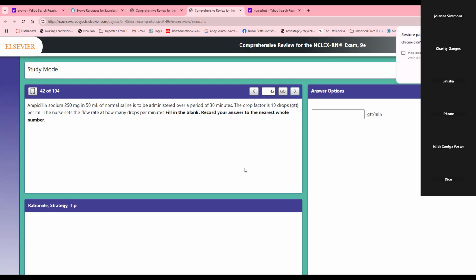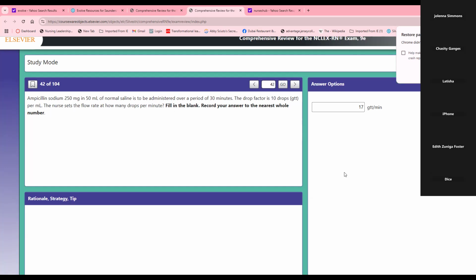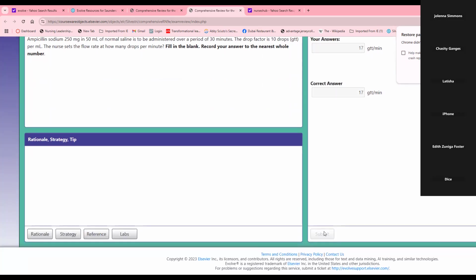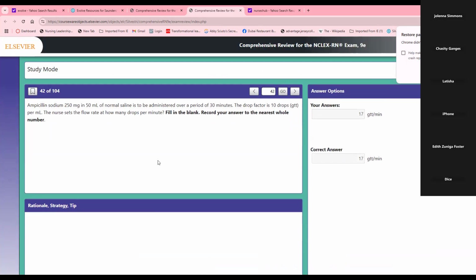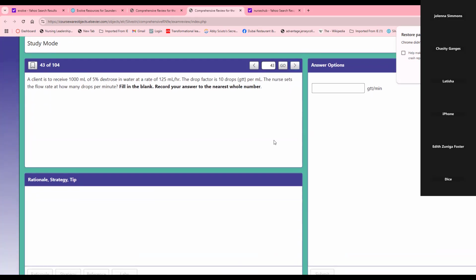Okay, what do we get? 17. Okay, anybody struggle with this one? I put this one up on purpose. Anybody not able to get to 17 here? Okay, look at this one. Do this one.